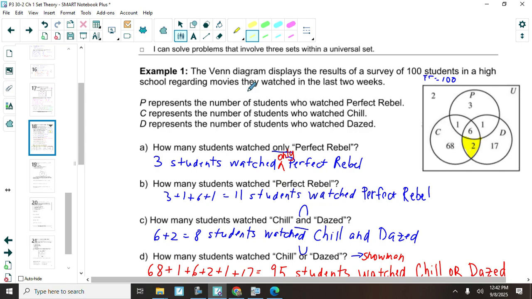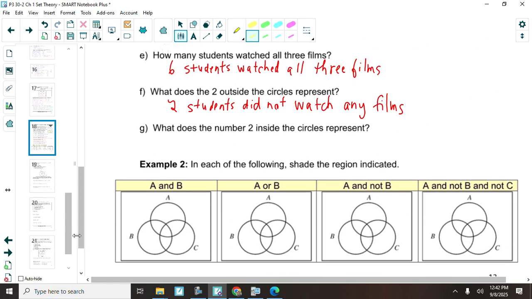So do you see how complicated it is? Okay. So this is Chill and Dazed only. Or you could say chill and dazed, but not perfect rebel. So you have a couple options here. You can use the word only, or you can use the words but not. All right, let's write that one down.